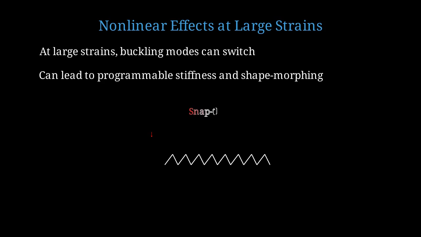This shows a bistable beam array. Each beam can snap from one buckled state to another. Combining many of these creates a metamaterial with programmable properties.